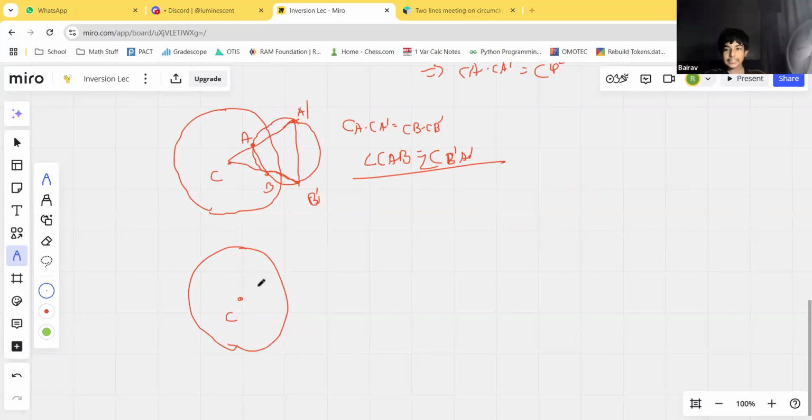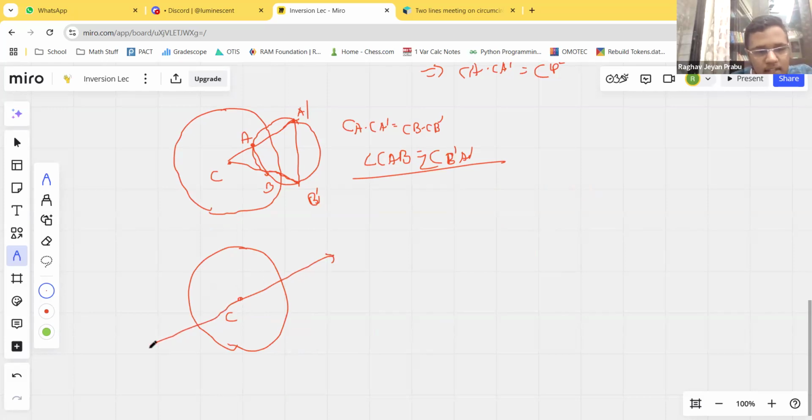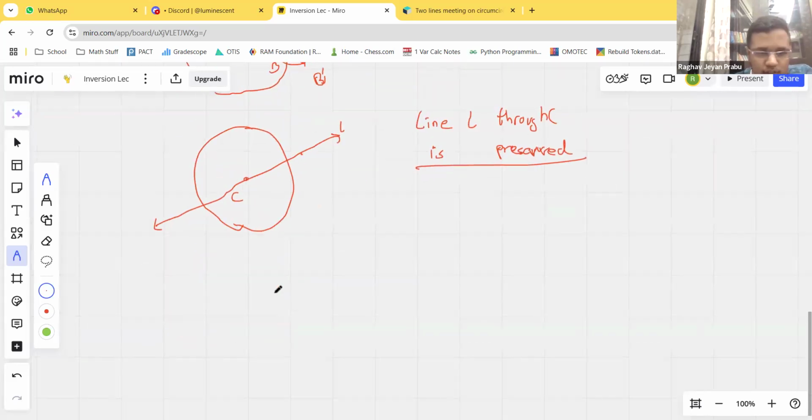So when you are taking a line, there are two cases, right? The line either passes through C or it doesn't. If a line passes through C, then it is pretty straightforward what happens to it, because every point on the line will still stay on the line. So this line L through C is preserved. Okay, so this was not that interesting, but let's look at what happens to a line not passing through C.